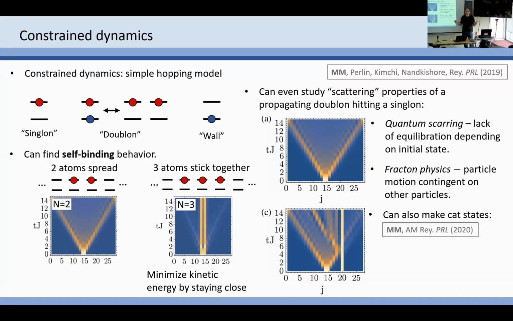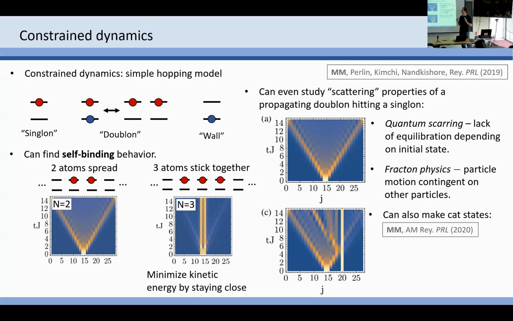Now, I'm not going to dwell on these topics in too much detail, but in principle, these constrained hopping models can exhibit what's known as quantum scarring, which is basically a lack of equilibration depending on what initial state you start in. Now, that's probably pretty obvious just from seeing all these constrained hopping rules. But there are also connections to fracton physics, which in the most layman-ish of terms is, as we've shown, particle motion that is contingent on the presence of other particles. Fracton because it's fractional motion. You need 2 particles to be able to move, so 1 particle can't.